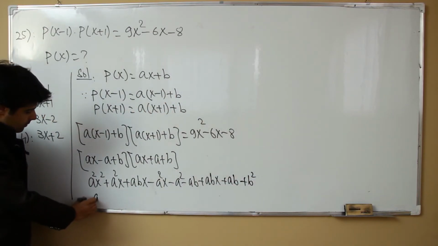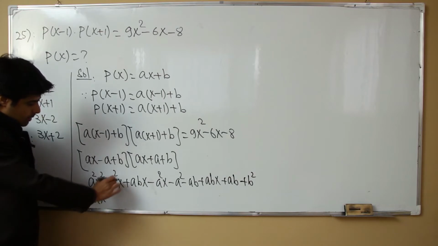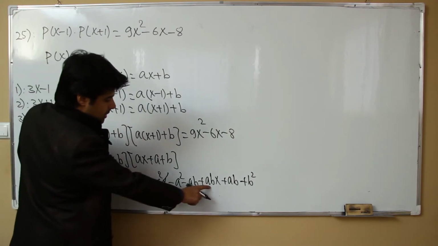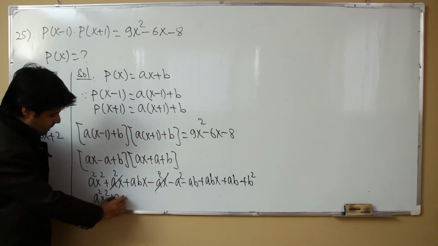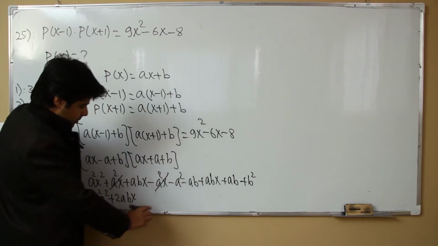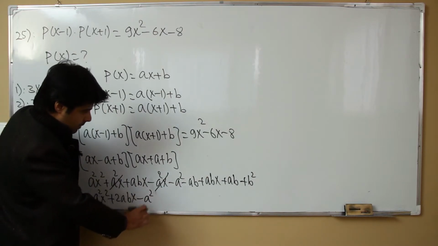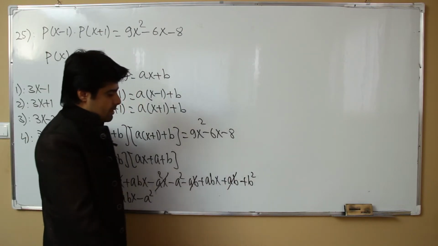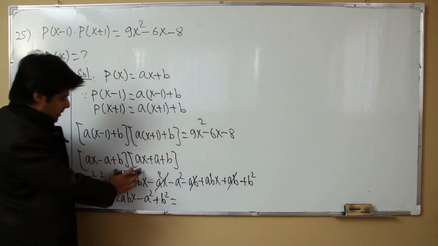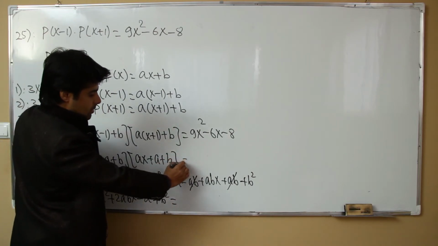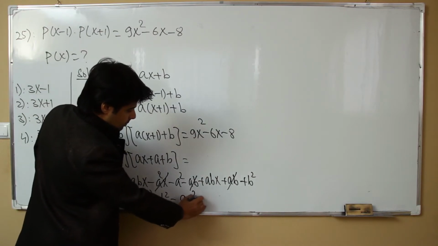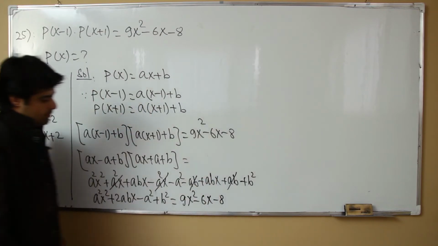So you will have a square x square, this a square x square with this one, it's cancelled, abx with this abx, it is 2abx minus a square, you have minus a square. This minus ab with this plus ab is cancelled, and we have plus b square. And this multiplication is the same as 9x square minus 6x minus 8.